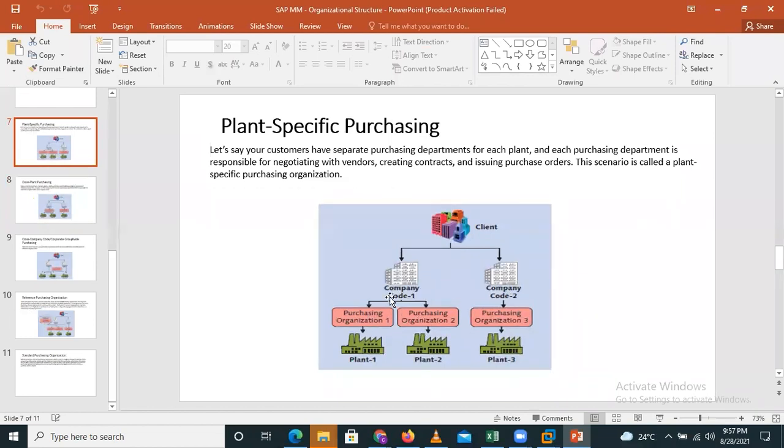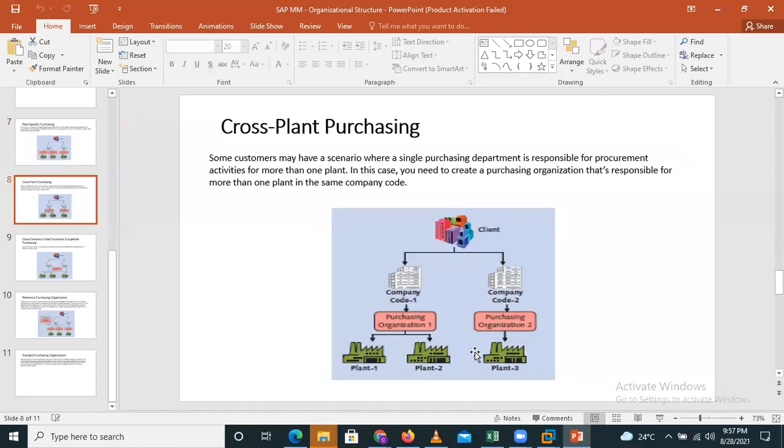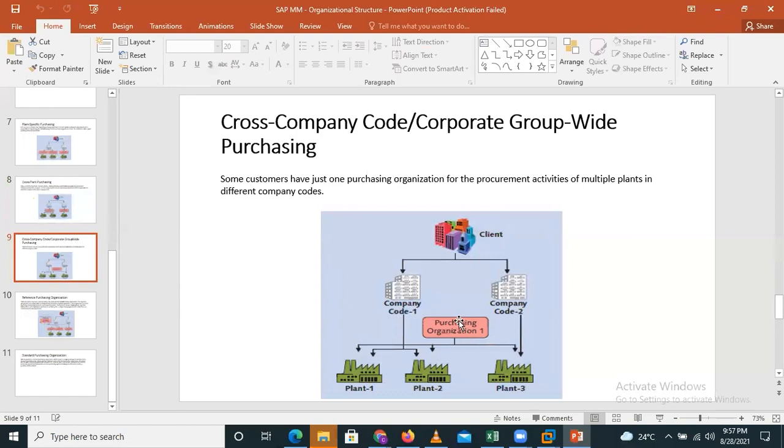If you see here, the assignment is there. But for cross company code, you can see we are not assigning purchasing organization and company code because we don't want this purchasing organization to be assigned to any particular company code. So this purchasing organization is responsible for all the plants belonging to this company code as well as this company code. Central purchasing organization. Clear?